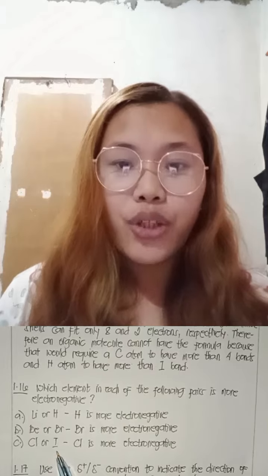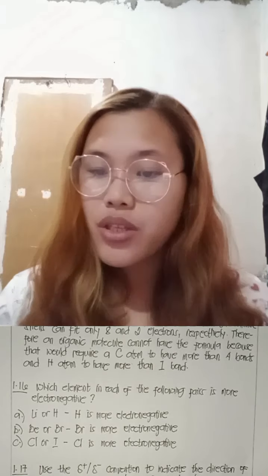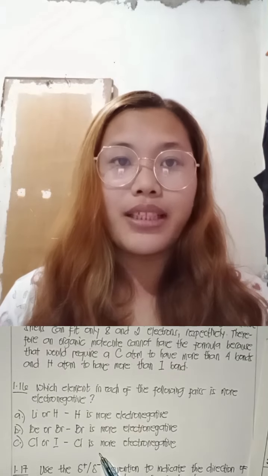Letter C, chlorine or iodine. So chlorine has 2.8 electronegativity and iodine has 2.5. That means chlorine is more electronegative.